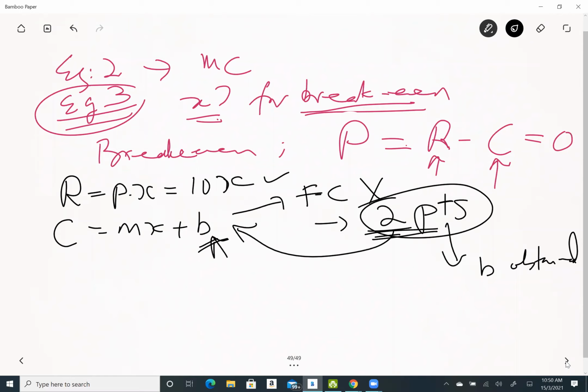Variable cost per unit. So what is variable cost per unit? What is it? X? No, I'm asking you, what is the name of that average variable cost, the variable cost per unit? What is it? M. It's M. So you are given the slope.